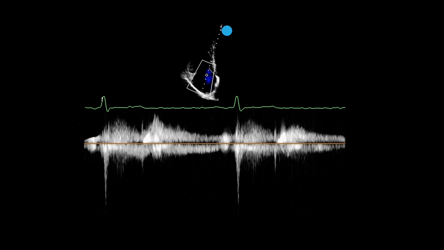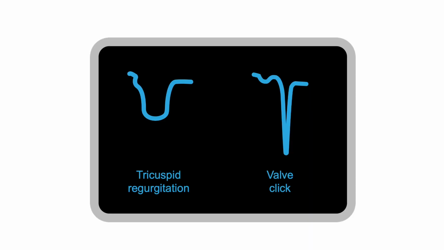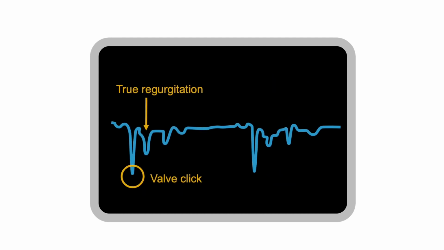Now, be careful. The bright, high velocity, near instantaneous signal highlighted here is just a result of valve motion. It is called the valve click, and it does not relate to blood flow. It should not be measured. Tricuspid regurgitation will show as a broader signal that lasts longer than a valve click. And if you can see 2 traces as we see here, the first peak will be a valve click, and the second peak will be true tricuspid regurgitation.